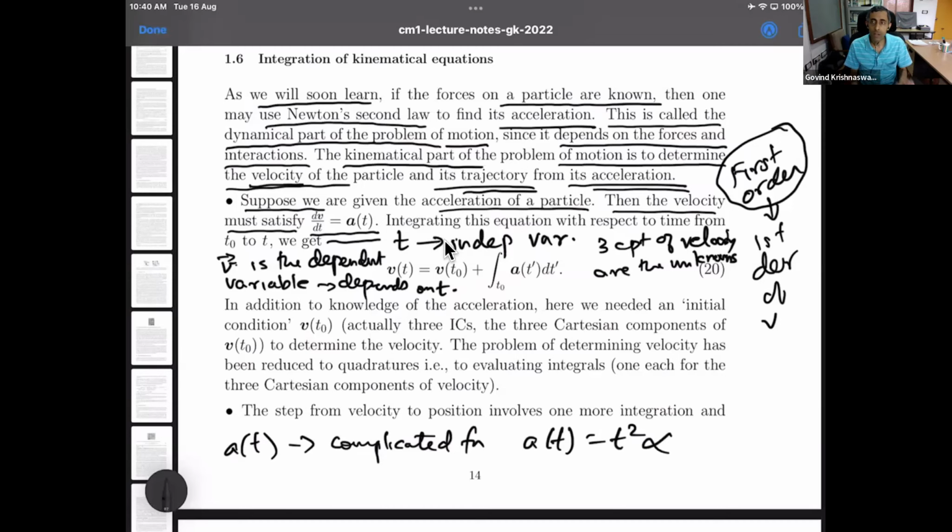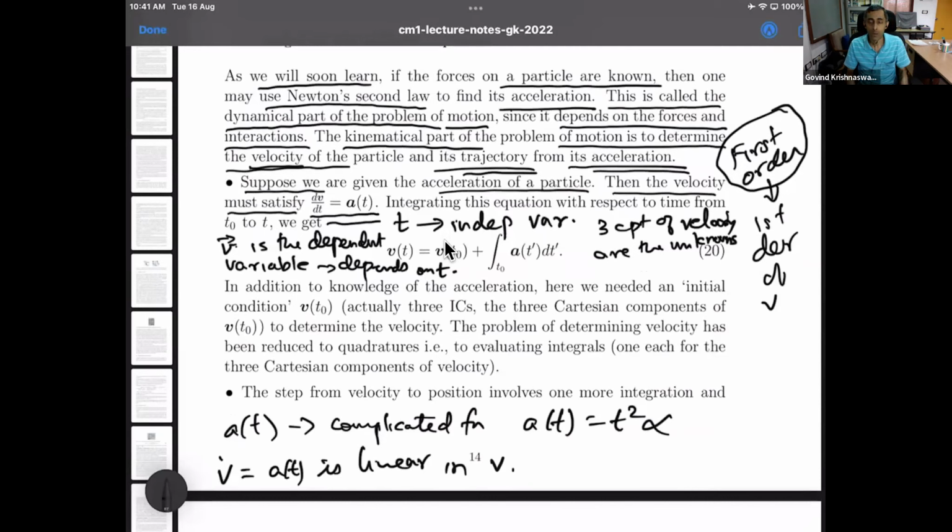When we say it is linear, we are saying it is linear in the dependent variable. So this equation, v dot equals a, is linear in v, because v appears only to the first power. a is a prescribed function. a has been given to you, and our job is to find v. Are you clear about what I mean by linear? Yes, sir. Okay, great.